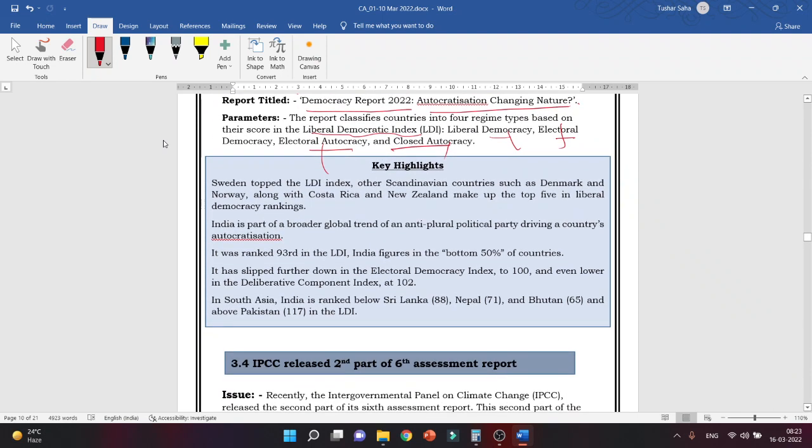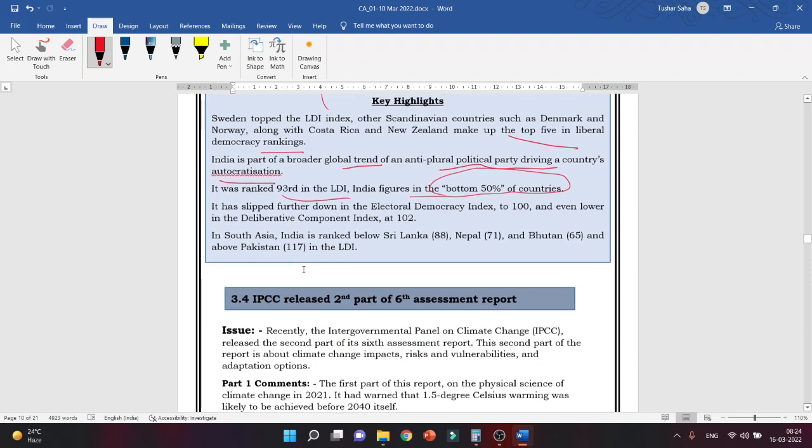As per the report, Sweden topped the LDI, and Denmark and Norway, along with Costa Rica and New Zealand, make up the top 5 in the liberal democracy ranking. Sweden 1, 2, 3, 4, 5 in this way. India is a part of the broader global trend of anti-plural political parties driving a country's autocratization. It was ranked 93 in the LDI. India figures in the bottom 50 of the countries. Being the largest democracy in the world, still India ranks 93 in the LDI.